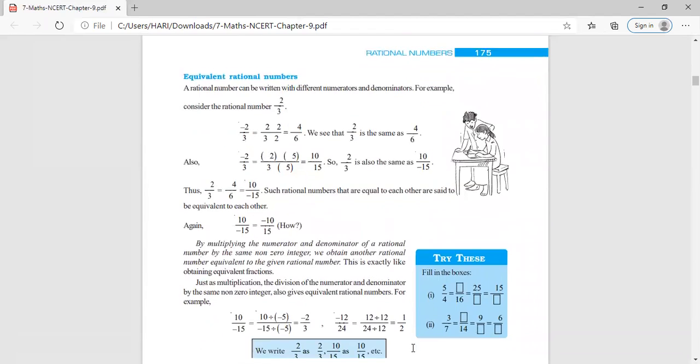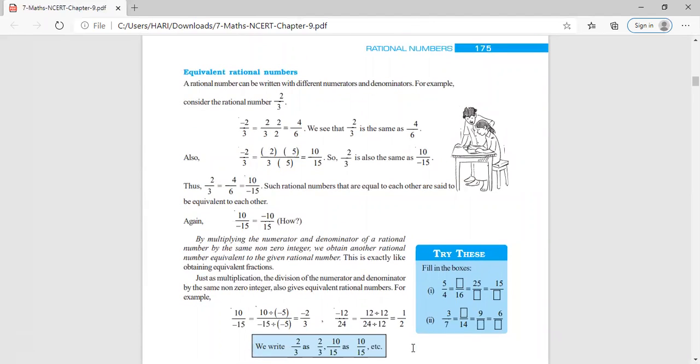That is equivalent rational numbers. In your lower classes, you have learned about equivalent fractions. How will we get equivalent fractions? We get equivalent fractions by multiplying both the numerator and denominator of the fraction by a positive number, right? For example, 3 by 4. For getting the equivalent fractions of 3 by 4, we will multiply both 3 and 4 by the same number. We can either multiply by 2 by 2 or by 5 by 5 or any positive number. By any positive number, we can multiply both the numerator and denominator.